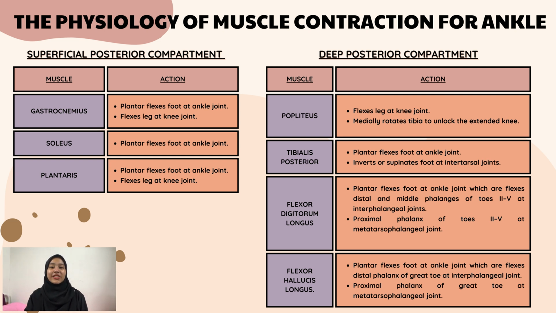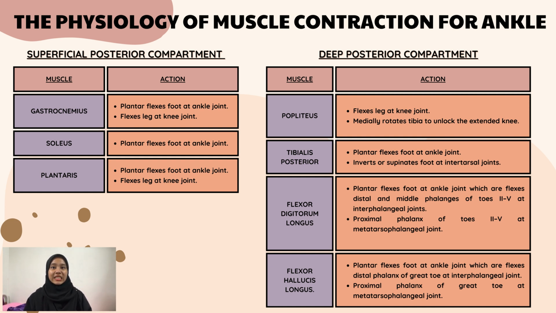Second, the deep posterior compartment, which contributes to ankle joint inversion, is made up of the popliteus, tibialis posterior, flexor digitorum longus, and flexor hallucis longus. The popliteus will flex the leg at the knee joint and medially rotate the tibia to unlock the extended knee. Second, the tibialis posterior will plantar flex the foot at the ankle joint and invert or supinate the foot at the intertarsal joint.